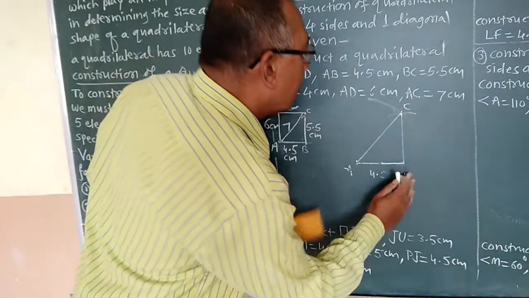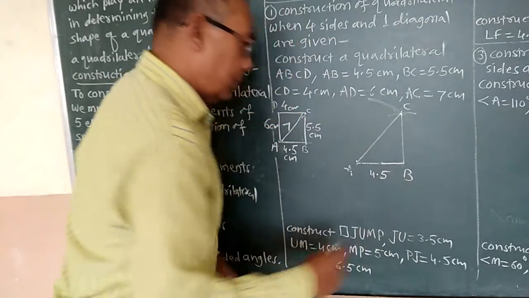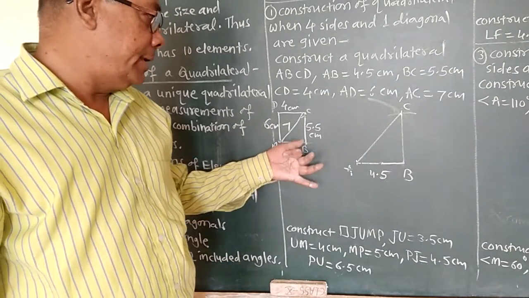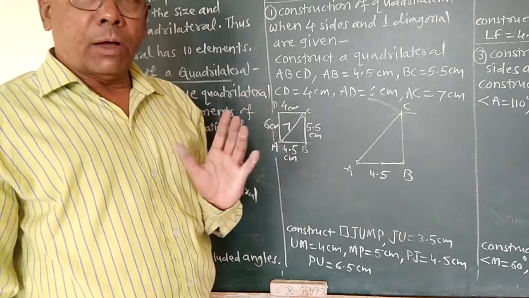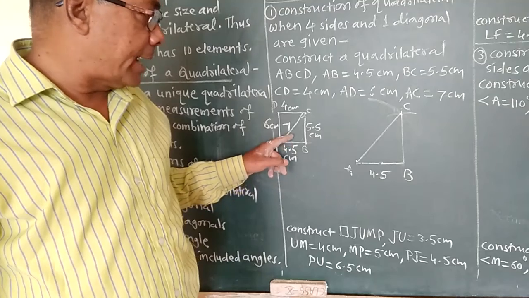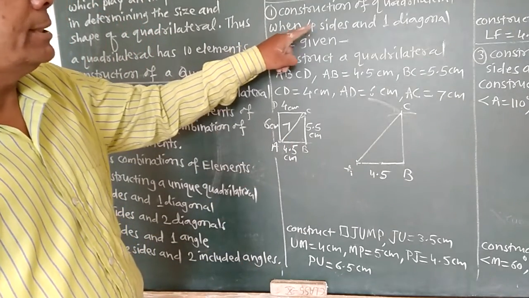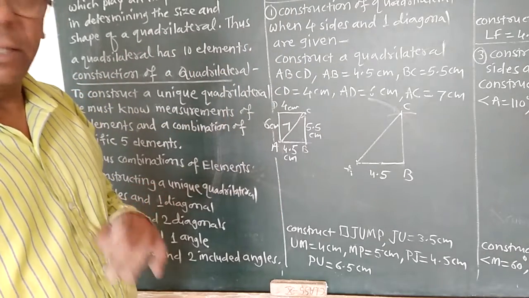In this way, we have constructed a triangle ABC. Our aim is first to construct a triangle. This is the case when 4 sides and 1 diagonal are given, so we have to construct one triangle.